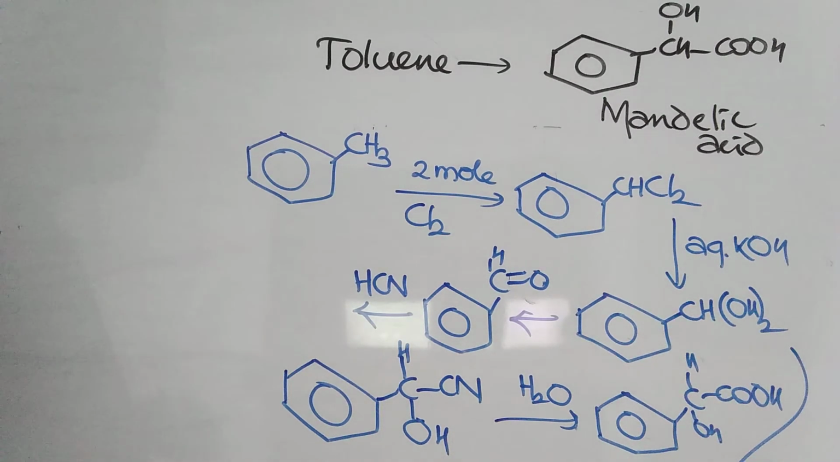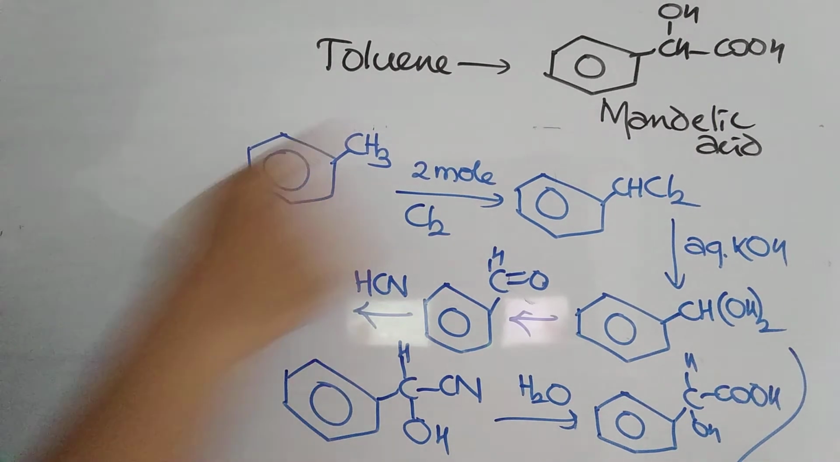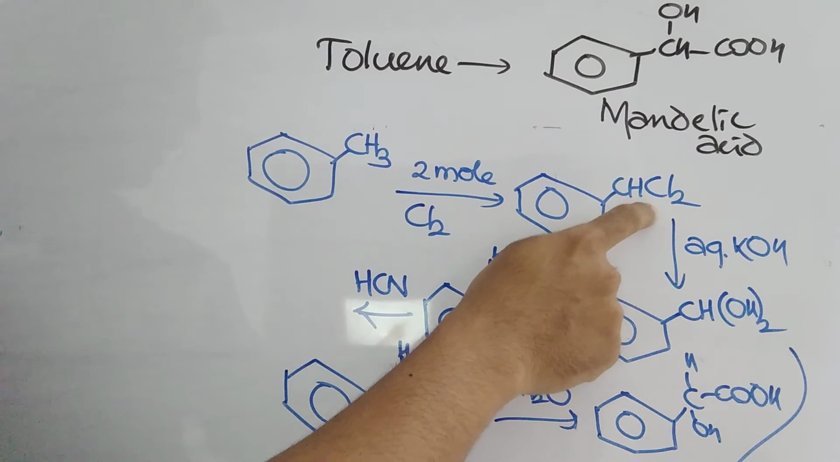Toluene to mandelic acid. They don't ask you mandelic acid by name. They will be giving you the formula. Otherwise, in these conversions, we know all the conversions. Okay, now all together at a place is important. Toluene, 2 moles of chlorine you are using, okay, now dichloro.